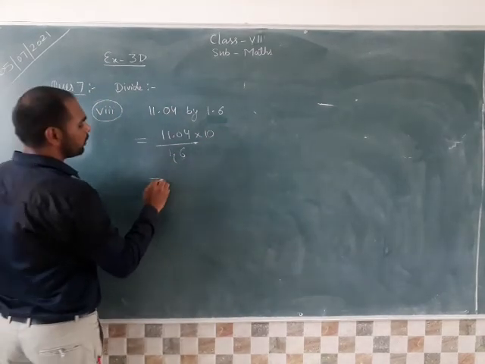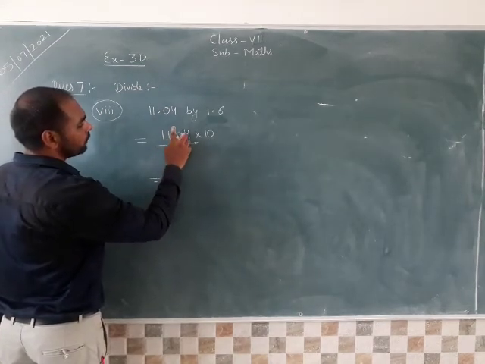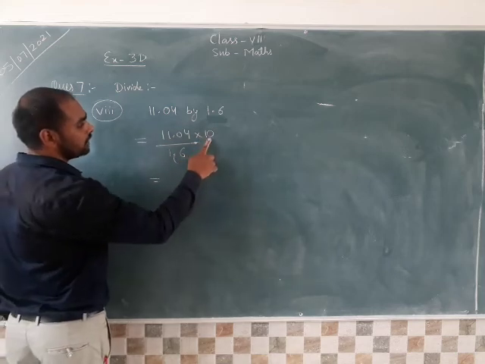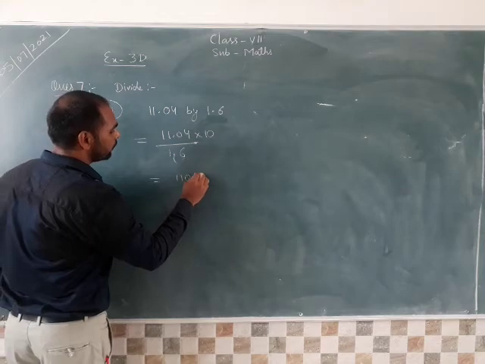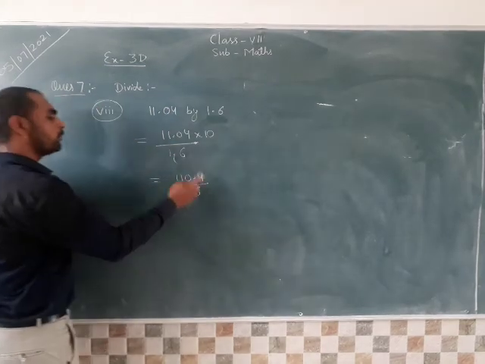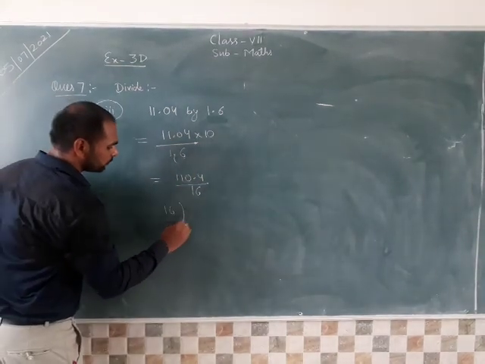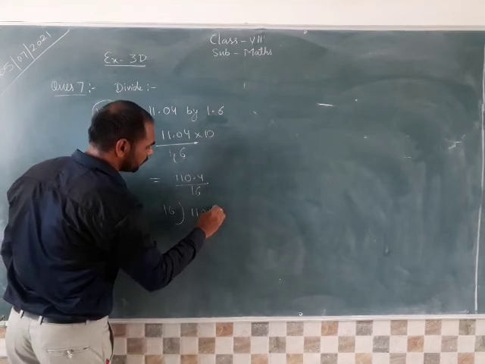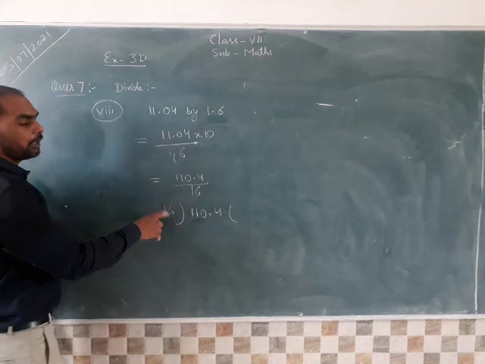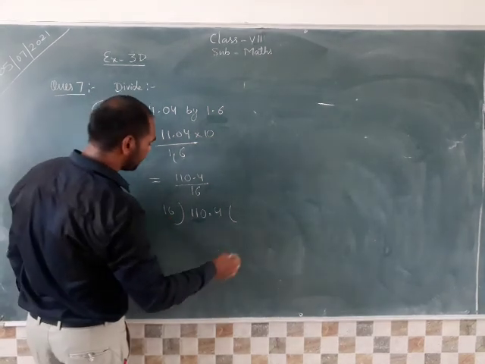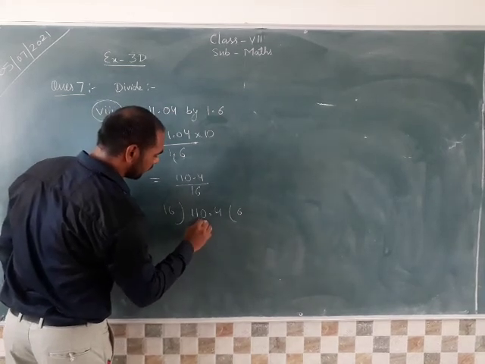So when we multiply 10 in 11.04, the point will shift one place to the right hand side, because in 10 there is 1 0, so it becomes 110.4 upon 16. Now we will divide 110.4 by 16. Okay, we know very well 110 is divisible by 16. So 16 is 96.